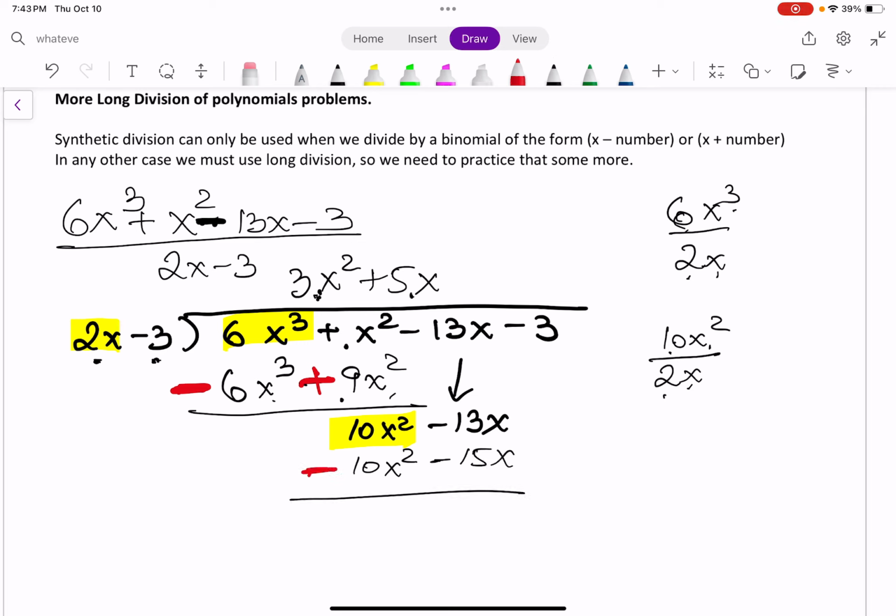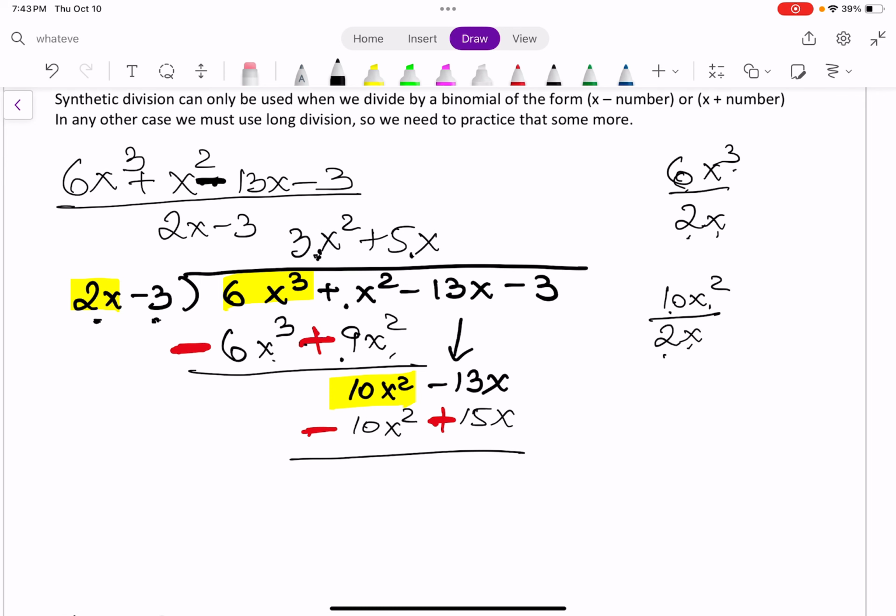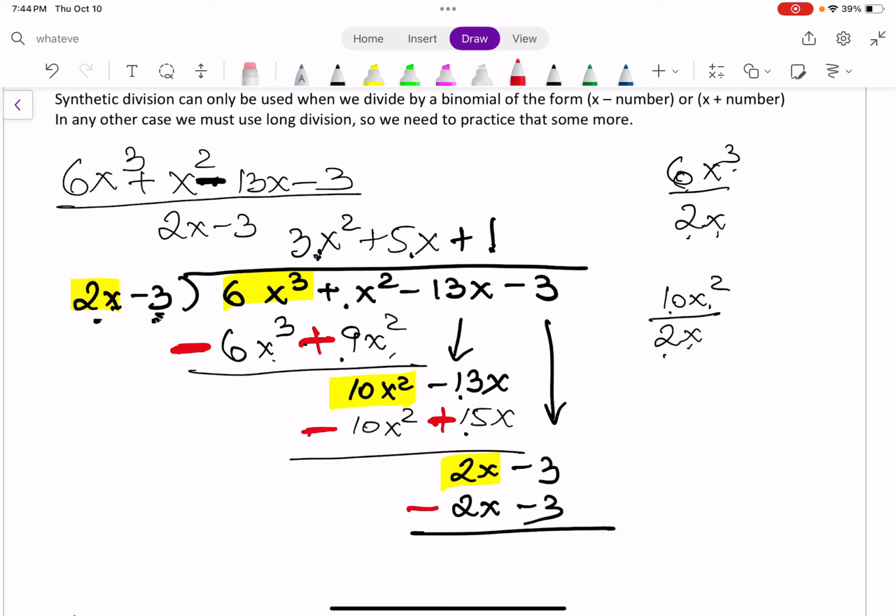Subtract. Again, when you subtract, you change both signs. So the 10x squares go away, and -13x plus 15x is 2x. Bring down the -3. And now again, you're looking at how many times does 2x go into 2x? Well, there's no secret, that's a 1. So 1 times 2x is 2x. 1 times -3 is -3. And of course, when we subtract these, we get no remainder. So therefore, the answer is just that.